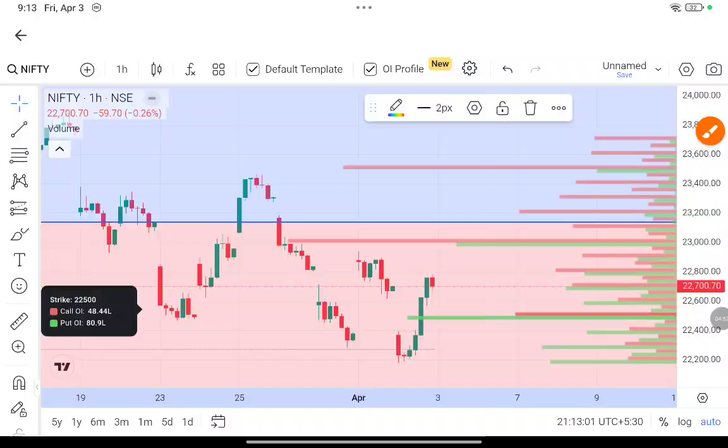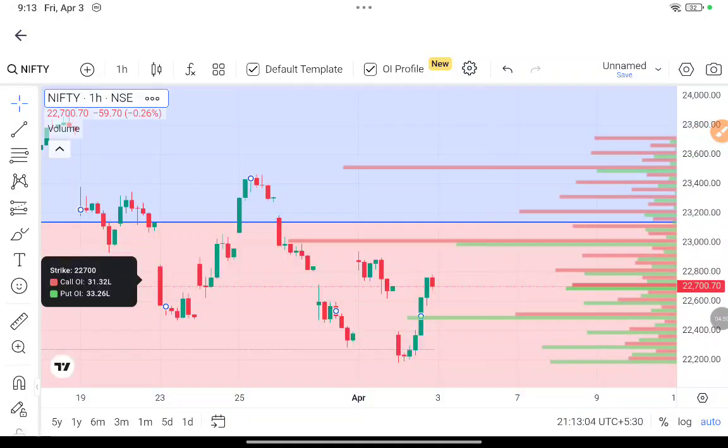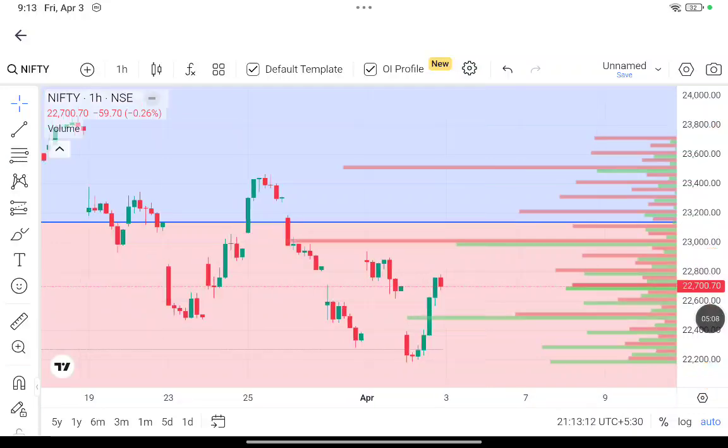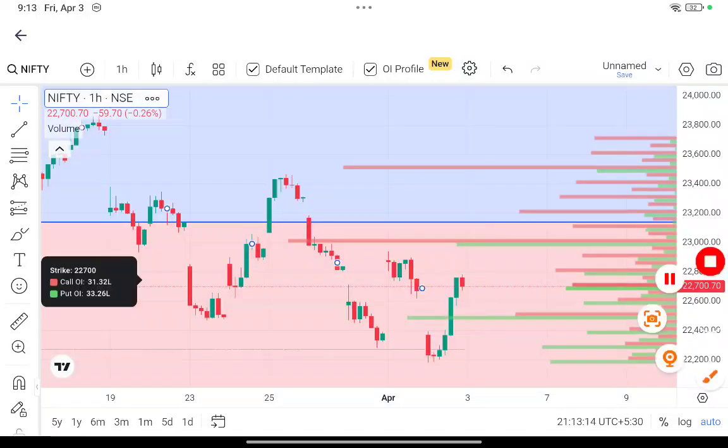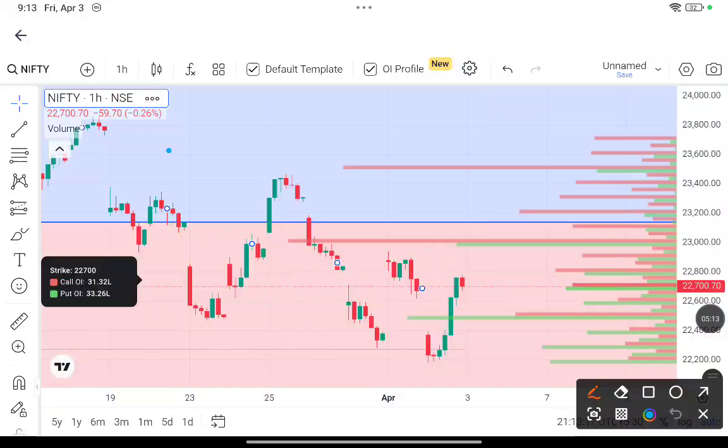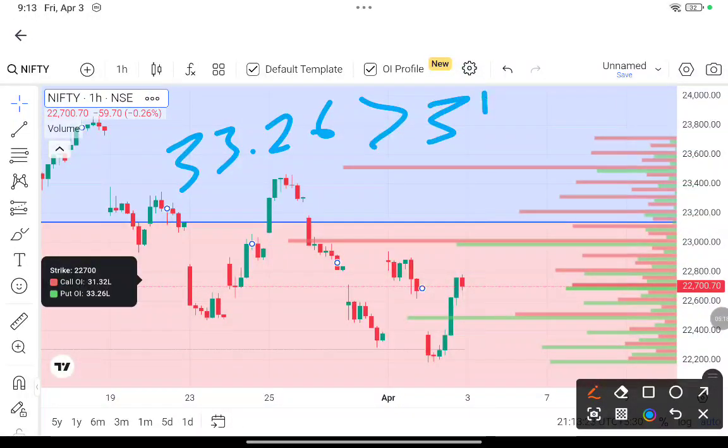Now, last point. If I see the volume profile at around 22,700 around 3 p.m., we can see that put OI was around 33.26 lakhs, which was more than call OI, which is 31.32 lakhs. So this potentially means we can have a gap up opening on the next trading day, which is Monday, because this red candle which is forming on the 1 hour chart is acting as a retracement candle.